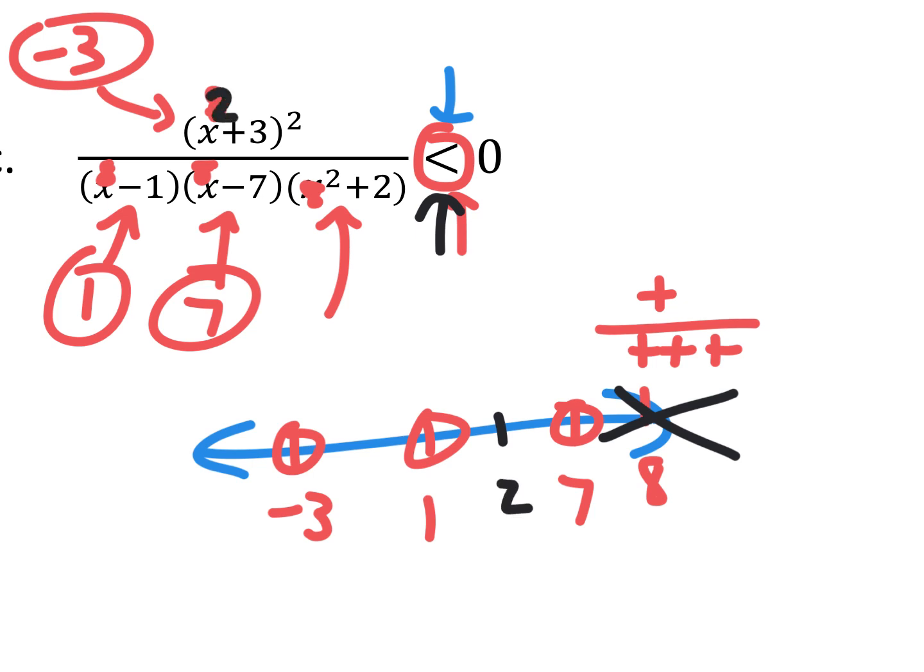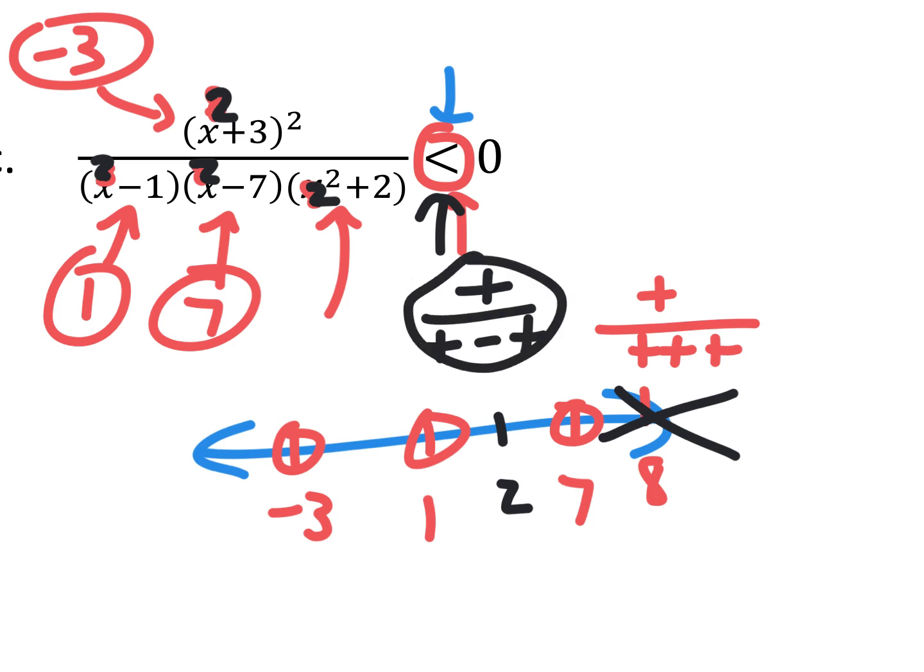All right, now we're going to try a number between 1 and 7, like 2. When I put it here, it's still positive. Here, positive. Here, negative. And here, positive. That was positive over positive, negative, positive. There's only one negative in that, but that's enough to make it negative. And those are less than 0, so it worked.